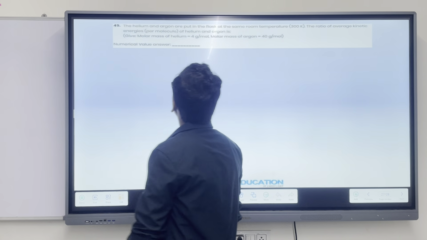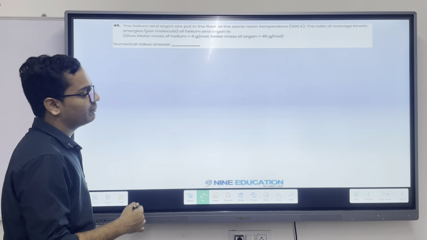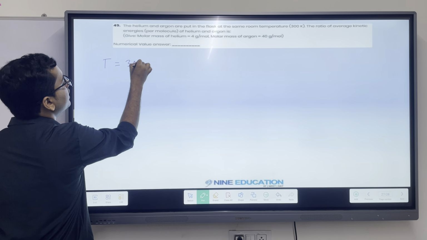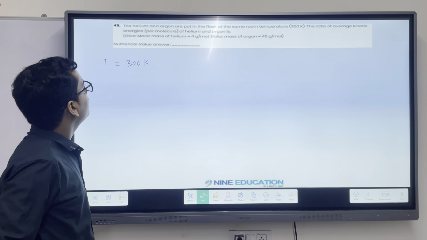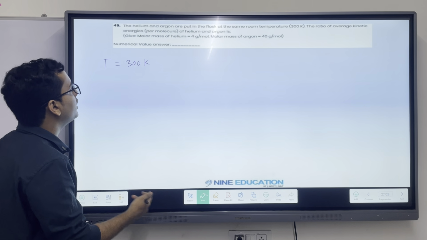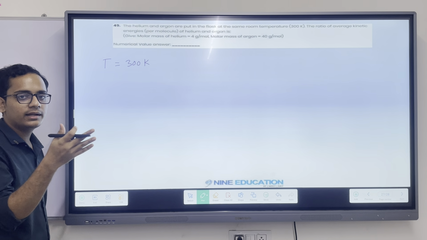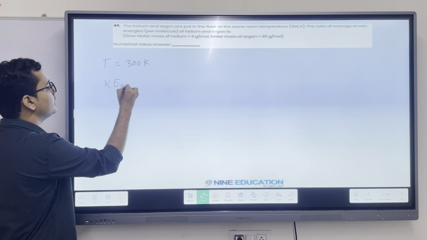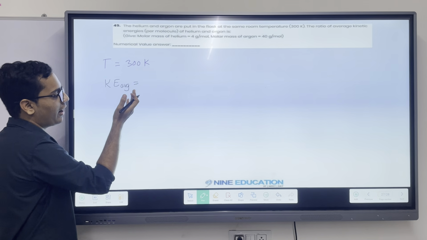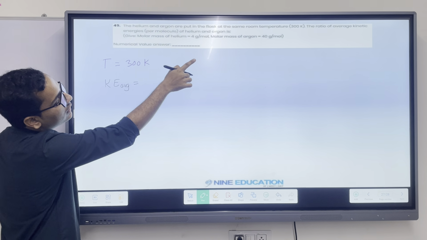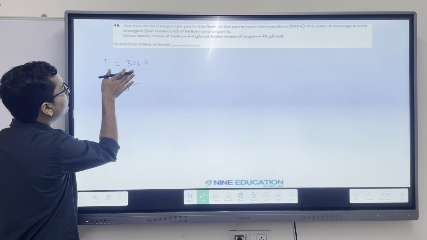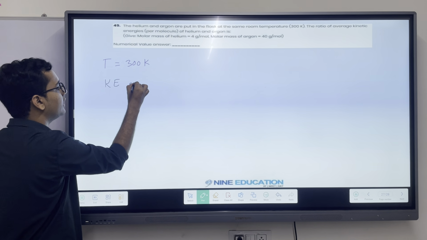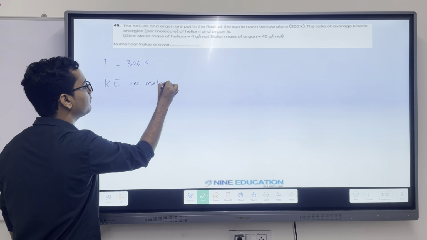Next one. Helium and argon gas, both are monatomic gases. Temperature is 300 Kelvin. The question asks for the ratio of average kinetic energies per molecule. Obviously, both of them are monatomic gases. So it is not the average kinetic energy, it is the average kinetic energy per molecule.